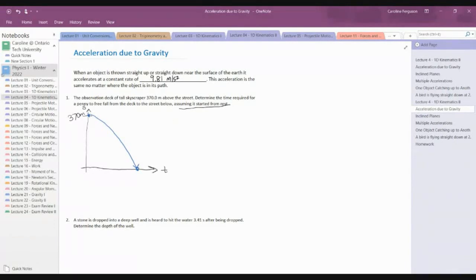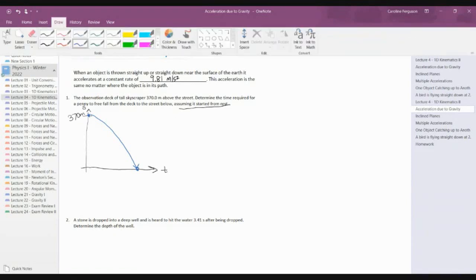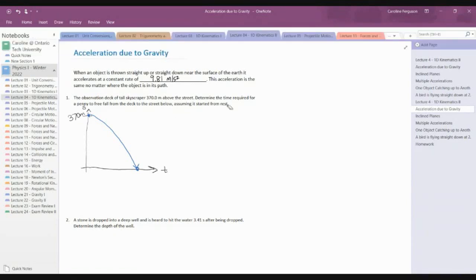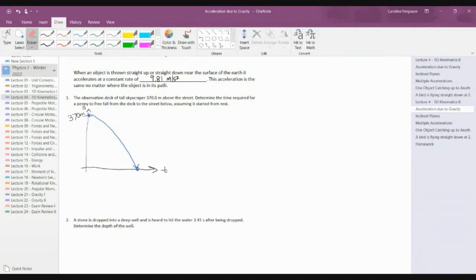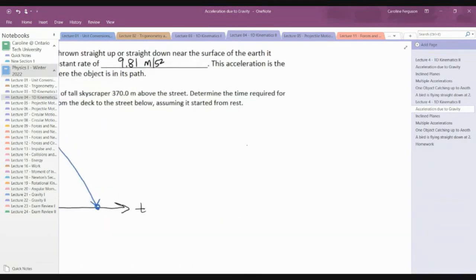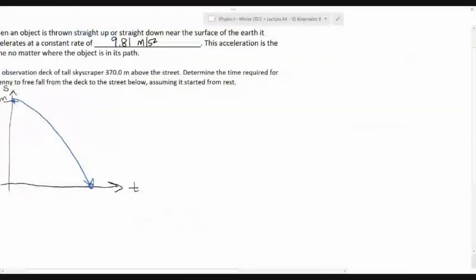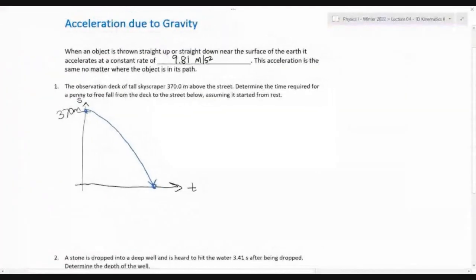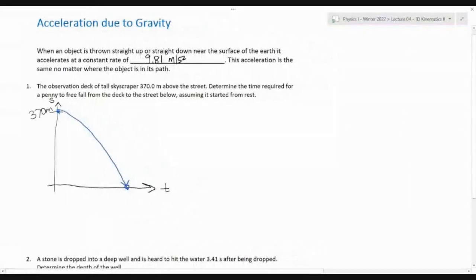Before we start, we need to decide which way we want the positive direction to be. This is something that's up to you. A lot of times people want to say up is always positive and down is always negative. But it always depends on the person doing the work. You can decide which way you want positive and negative to be. It's completely up to you.